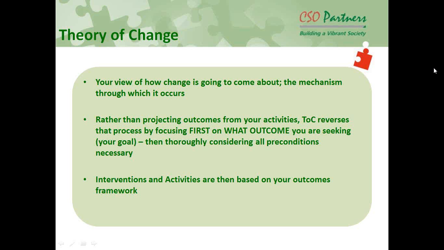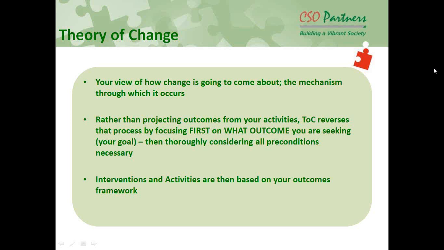Now, rather than projecting outcomes from your activities, theory of change reverses that process by focusing first on what outcome you are seeking. In the example, as I said, probably the last big change. What is that big change you want to do? The big change is you want to address the issue of food security, so that you want to ensure food security. That is the big change you want to bring in.